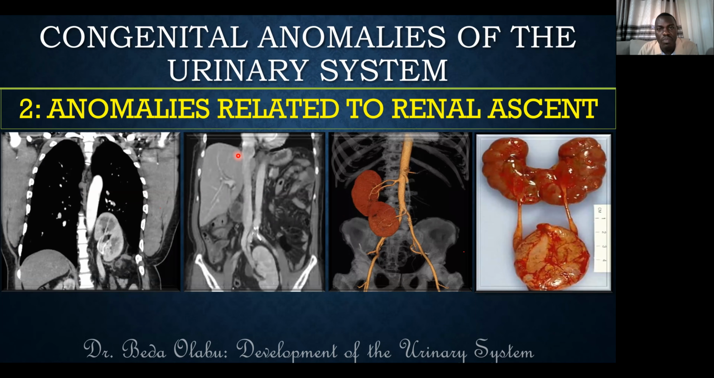Okay, then we have malformations, which are related to renal ascent. We've agreed that the kidney needs to migrate from the pelvis to reach the abdomen. So there's some malformations which are related to that journey of migration. Okay, Mary, we'll start with you. What do you see on the first image?